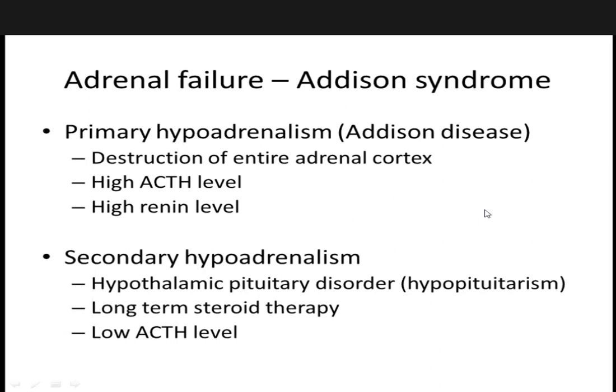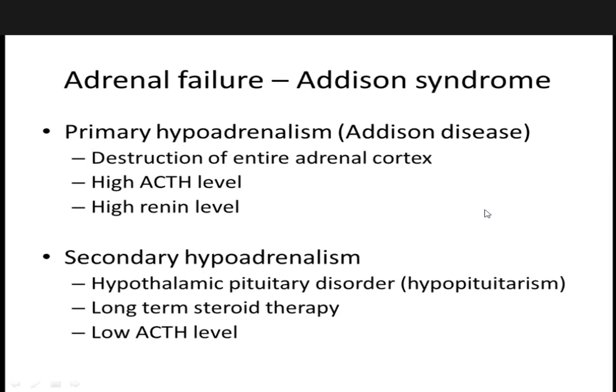Hypopituitarism. So if there's a problem with the hypothalamic pituitary disorder, then the ACTH level will be low. In addition, if the patient is on steroids for a long period, because of the negative feedback effect of steroids within the circulation, then again ACTH secretion from the pituitary gland will be affected, leading to secondary adrenal failure. Okay? So you must know the difference between primary adrenal failure and secondary adrenal failure.